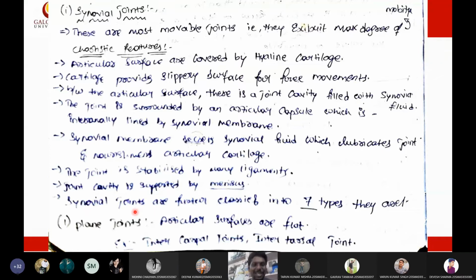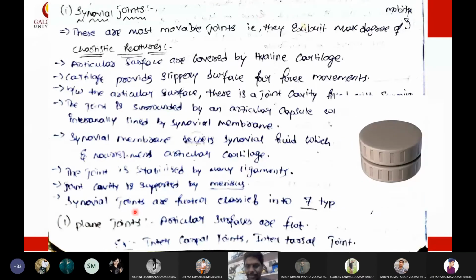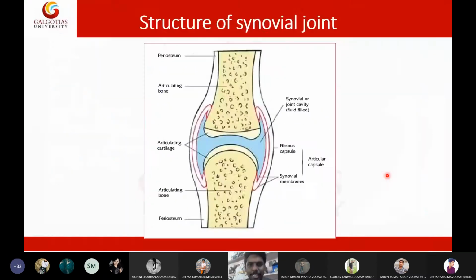So first one is plane joints. Plane joints are the flat joints. They are present in the carpal bones. I will show you one example here. So this is an example of a plane joint which is present in the carpal bones of the wrist. So in the wrist we will see these plane joints.